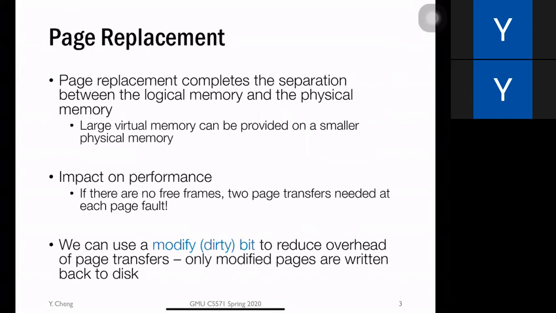This has something to do with what is called the page replacement mechanism. So specifically in this slide, we're talking about mechanisms. If you take a look at the very first bullet, it says page replacement completes the separation between the logical or virtual memory and the physical memory. So how do we understand this?